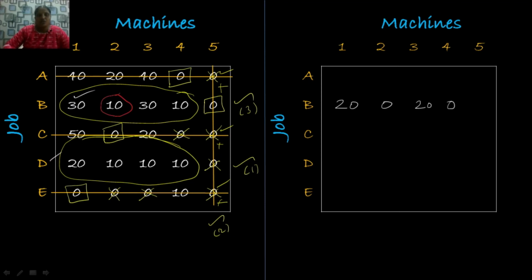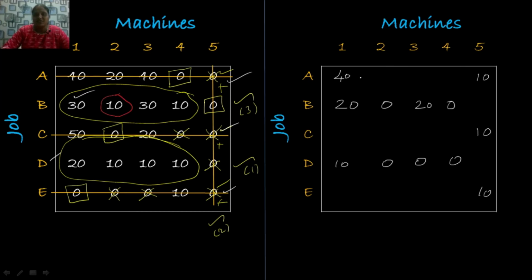And go to the fourth row and subtract 10 from these elements. 20 minus 10, 10, 10 minus 10, here we have 3 zeros. And next we have to add 10 to the points of intersection of the straight lines. So at this position we have 0 plus 10, 10. And for the third row at this position we have 0 plus 10, 10. And for the last row at this position we have 0 plus 10, 10. And write down the remaining elements as they are.